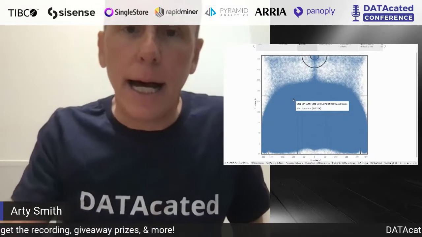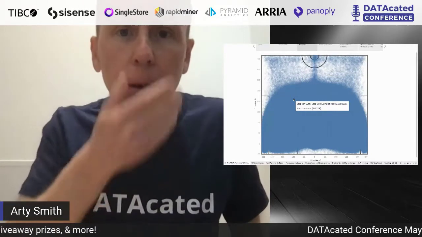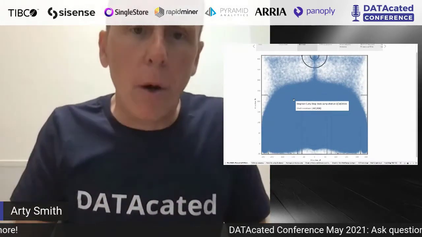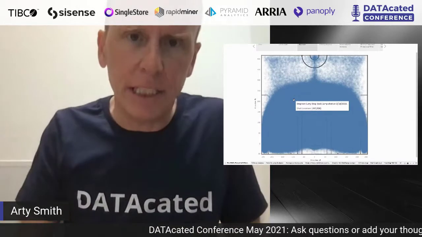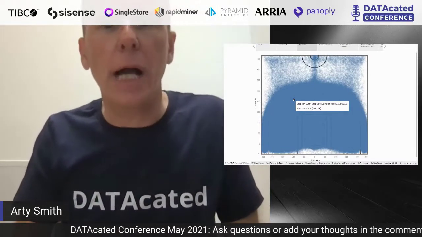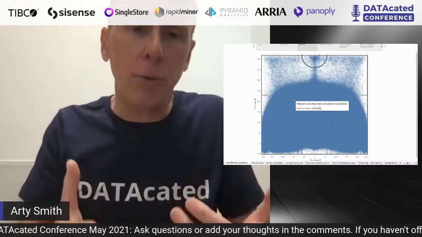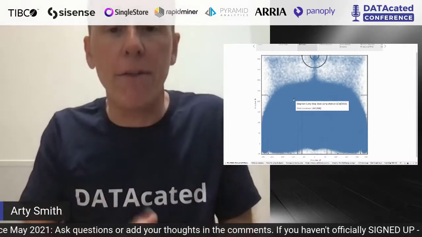There's a Steph Curry jump shot from March 18th. But this is overwhelming, okay? And somehow we need to make sense of this data. And the next graph that I'm going to show you looks at the success rate of players shooting as a function of their distance.